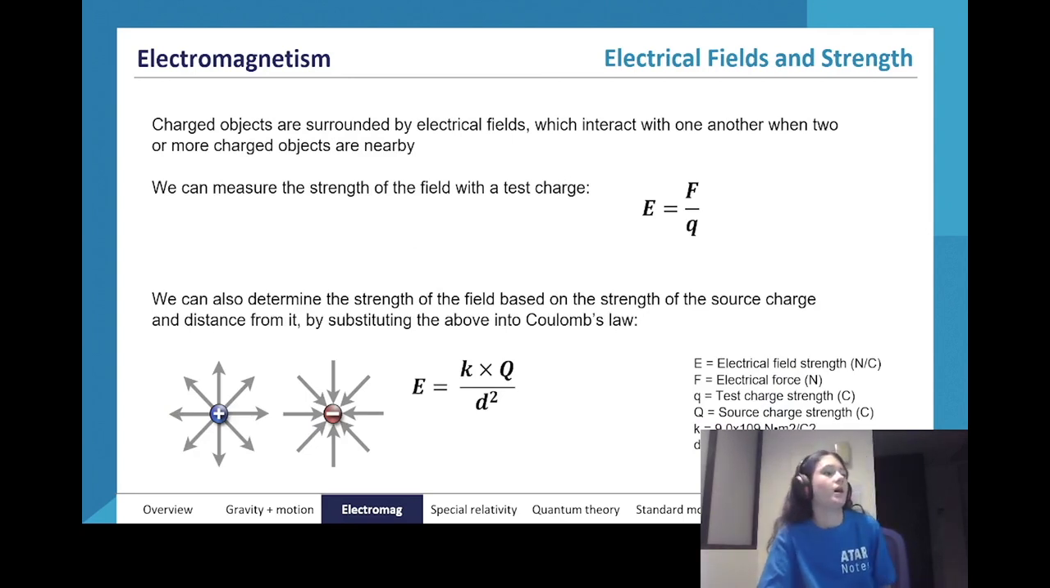So, electric field strength measures the intensity of the force experienced by a charged particle in an electric field. And this is given by the equation: electric field strength is equal to force divided by charge, or in other words, Coulomb's constant multiplied by the charge and then divided by the distance squared.